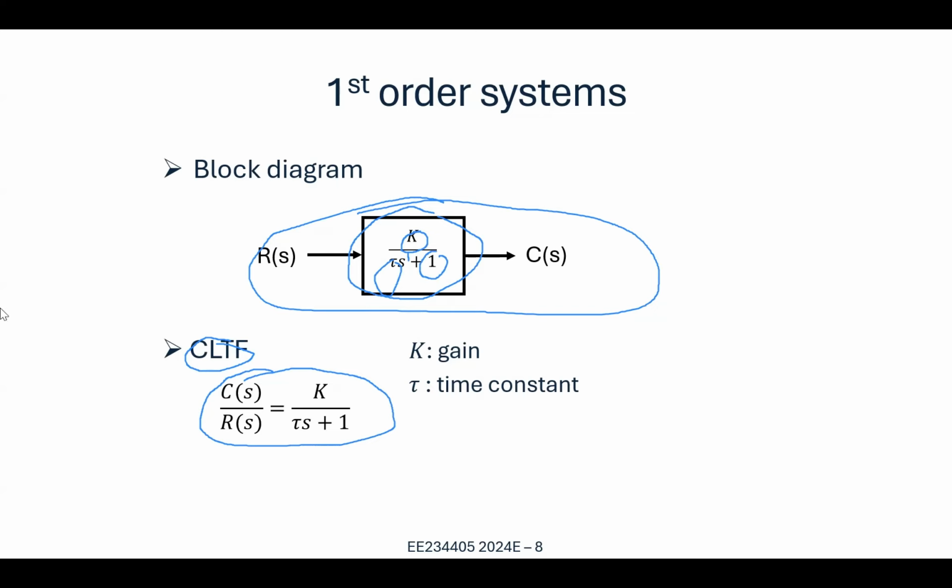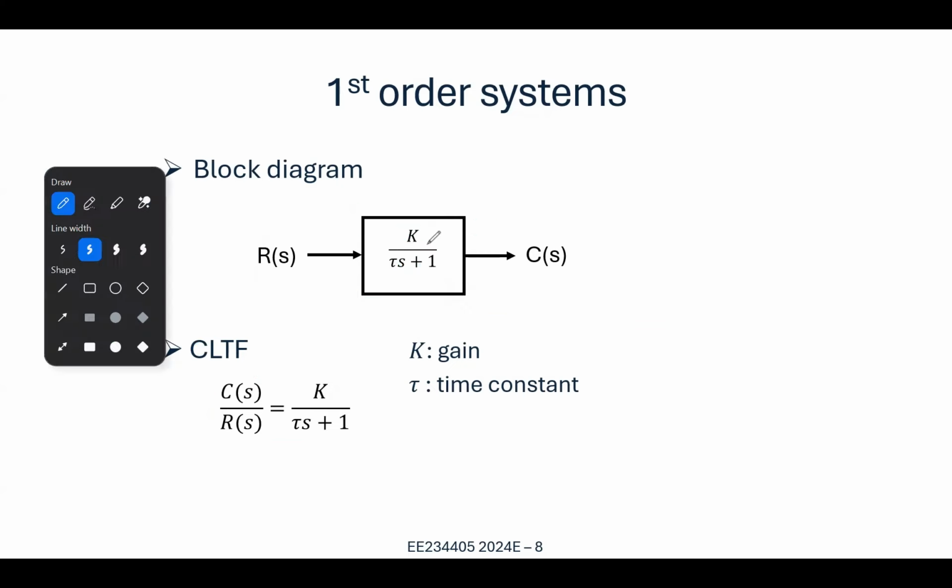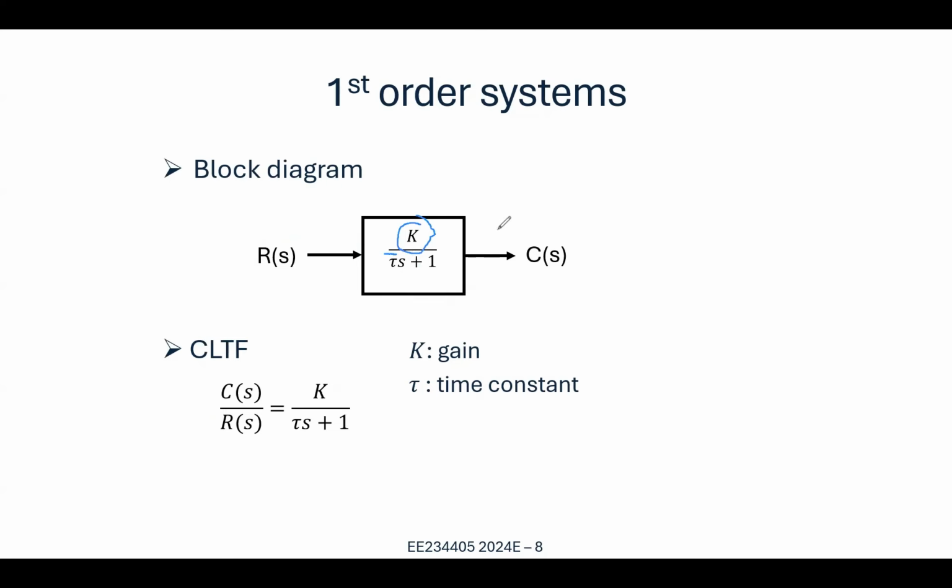So what is this? Or maybe what is the value of this? For example, if you have 5 per 2s plus 1, well, here k is 5, and the time constant tau is 2. If you have the transfer function 6 per 0.5s plus 1, well, here k is 6 and tau is 0.5.